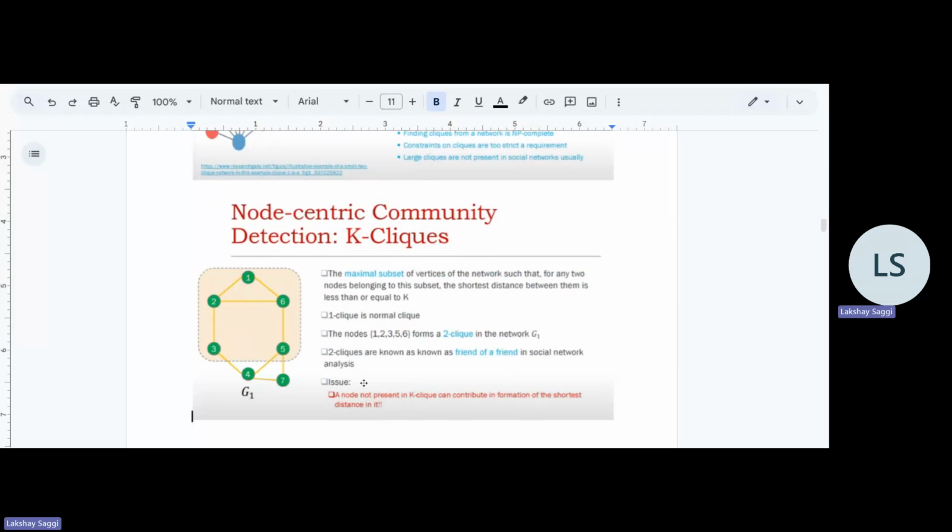Usually, 2-clicks are also known as friend of a friend in social network analysis, because 2-clicks are essentially nodes which are at distance two apart. So if a distance-one node is a friend, then the distance-two node will be a friend of a friend. So that's some terminology here.